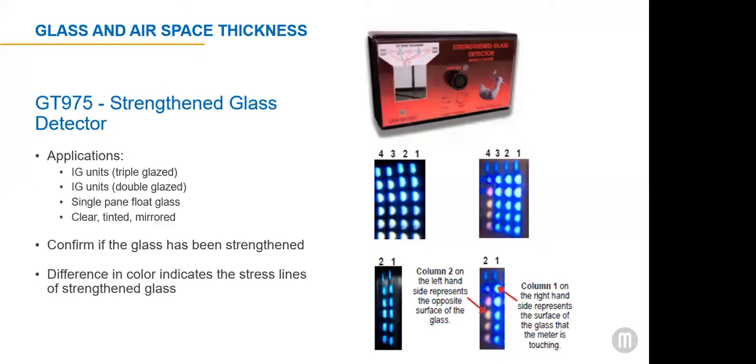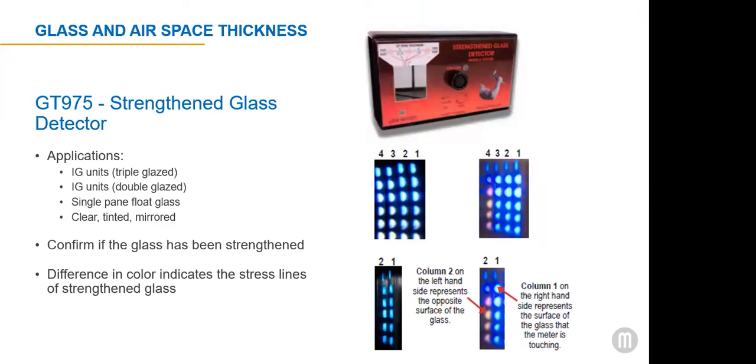As the meter crosses stress lines in the glass caused by the strengthening process, the resulting surface reflections from the light sources will change color. The special optics of the meter provide a vivid color change, and it's great for applications where the stress lines are more difficult to view. The meter has a reflection on each surface of the glass, with each pane having a front and back surface.